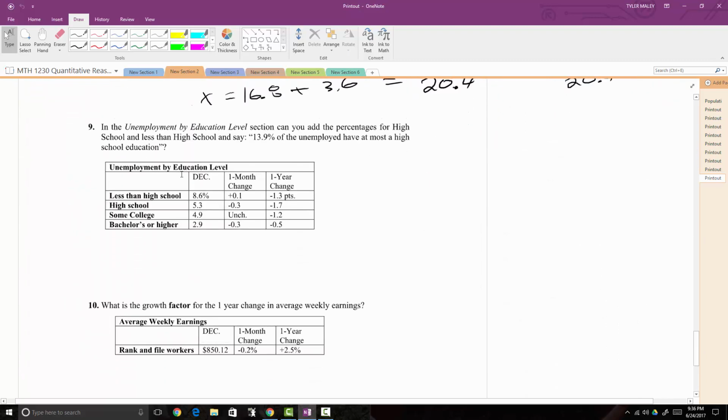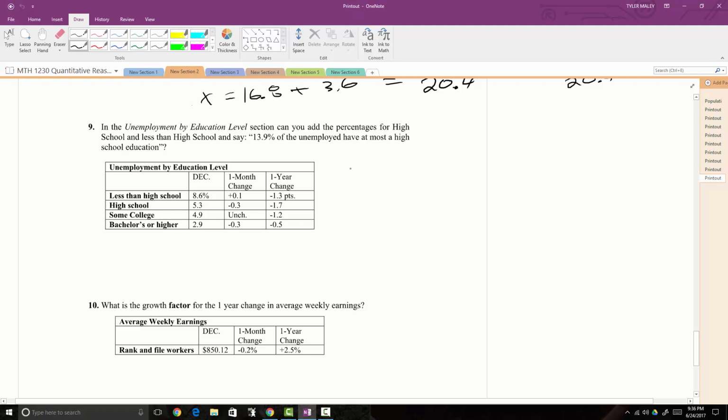So if we look here, we also cannot simply add these together, because this is unemployed by education level. So what this means is we have the group of less than high school, and 8.6% of them are unemployed. But then we have another category, a different group of people. So this number isn't equal to the group before of just high school graduates.